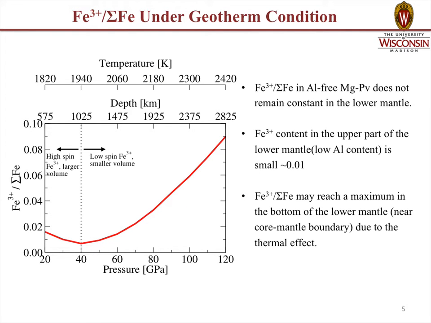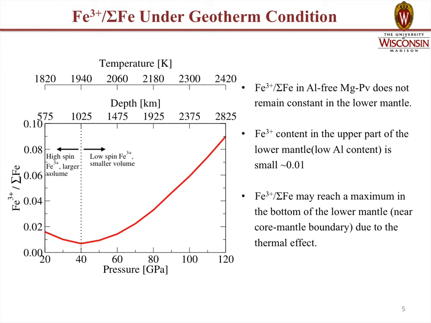Here, we explicitly show the values of Fe3+ fraction along the geotherm pressure-temperature line. We can conclude that the upper part of the lower mantle contains a very small fraction of Fe3+, only about 0.01.